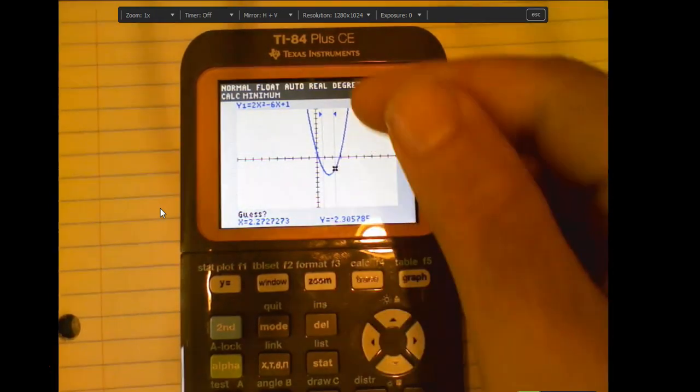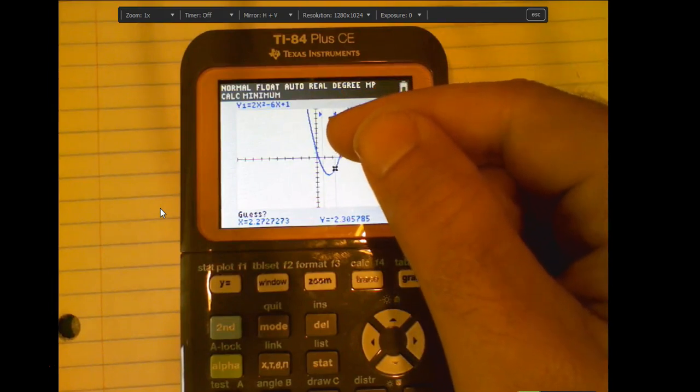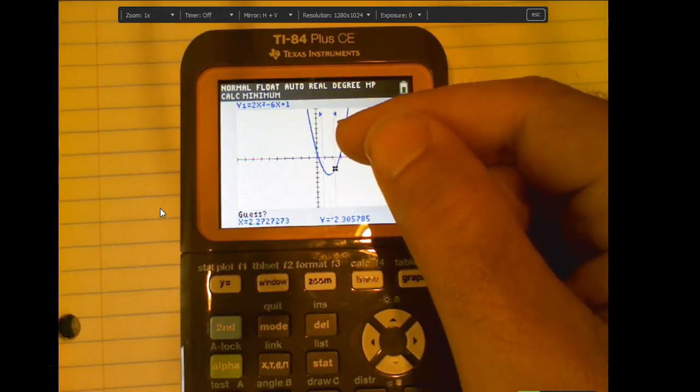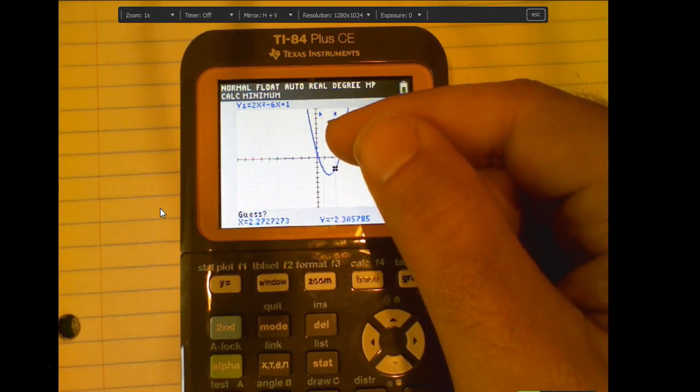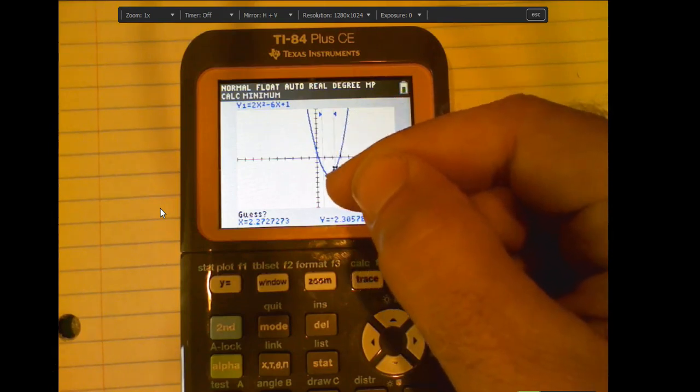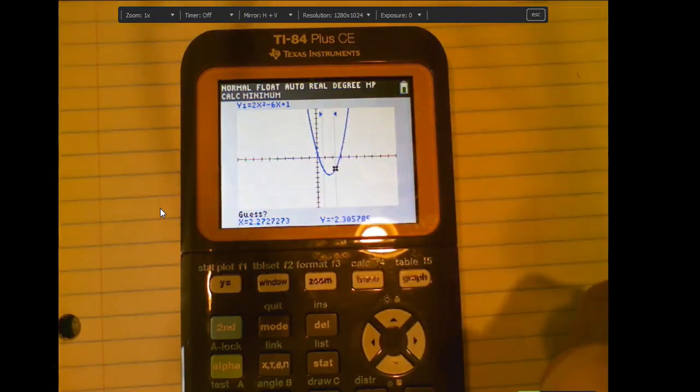So you can see the boundary lines that they set in. And now basically what your calculator is going to do is find the minimum value within that little window. And so that's going to be the vertex that we're looking for. So whenever they say guess, just hit enter.